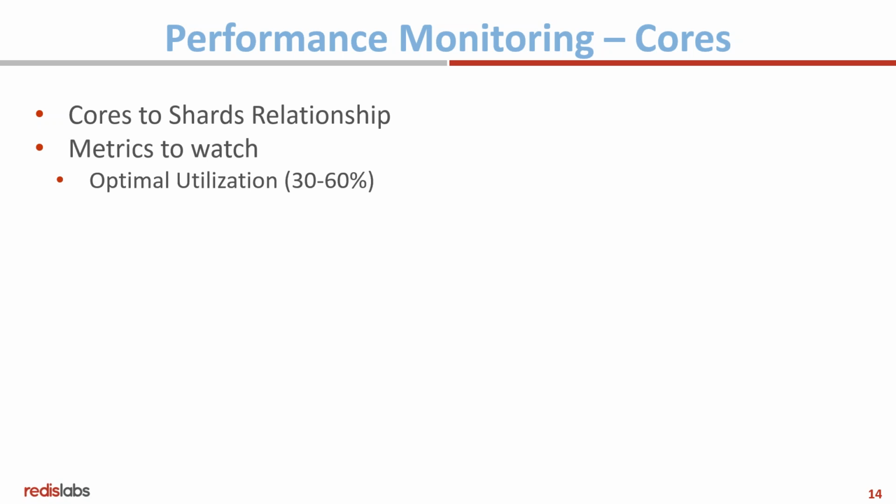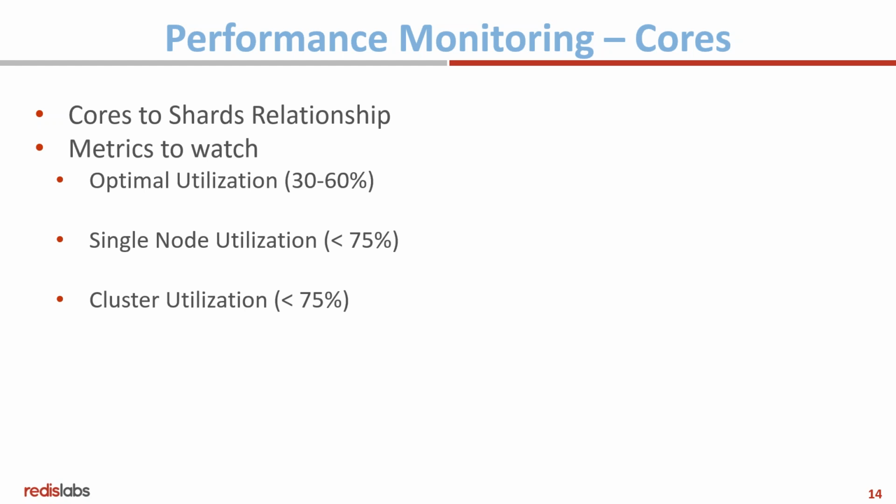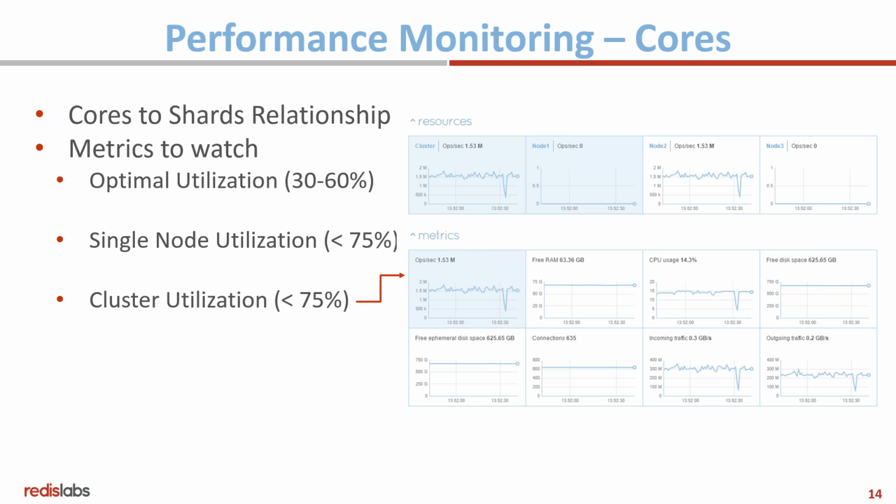Some of the metrics to watch when you're looking at the core utilization. The optimal utilization should be anywhere between 30 and 60%. And if you're consistently around that 30 to 60%, I think you're fine. A single node utilization should be less than 75%. The cluster utilization, the aggregate, so the metrics which you can actually see in the cluster tab, should also be less than 75%.